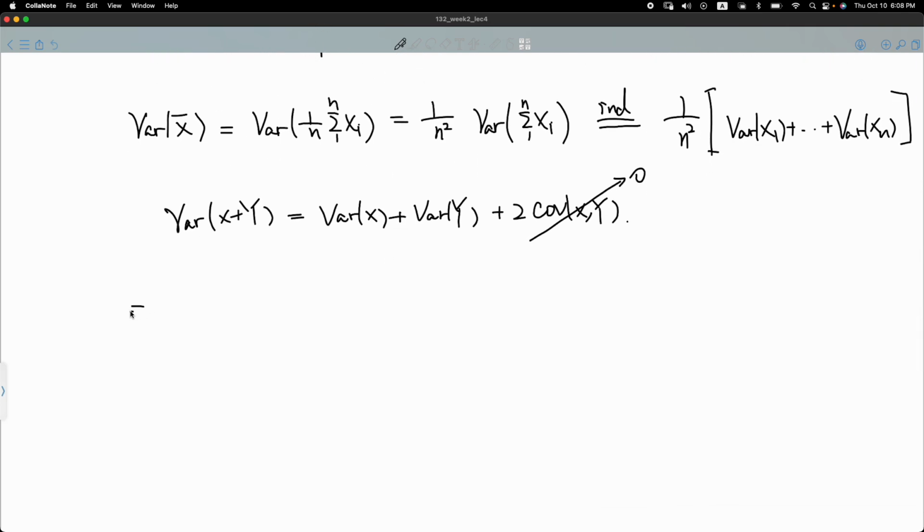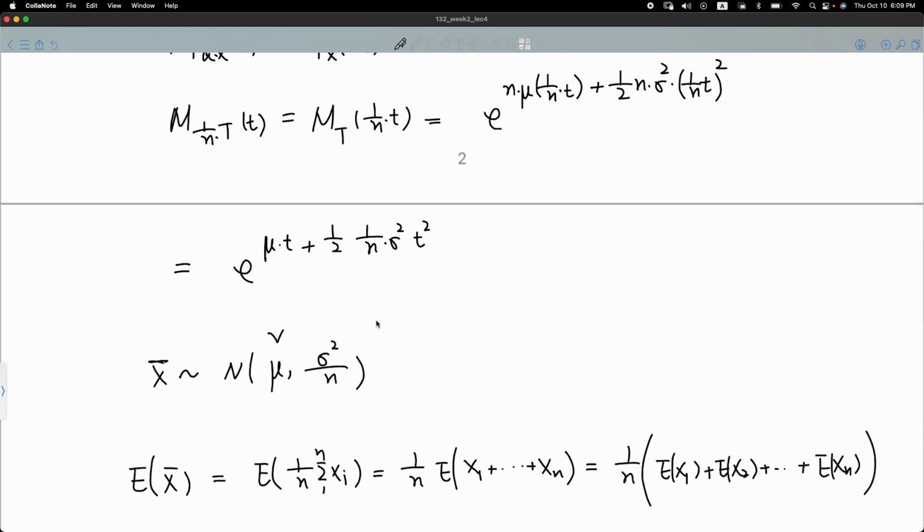Okay, so let's continue our expression here. 1 over n squared. So what is the variance for each of the random variable xi here? It should just be the sigma square, right? Because each of xi follows normal, mean mu, and sigma square, right? So then this summation here will give us n copies of sigma square. And then to simplify that, you will have sigma square over n, as what we get from using the moment generating function. So we will have this quantity also calculated.